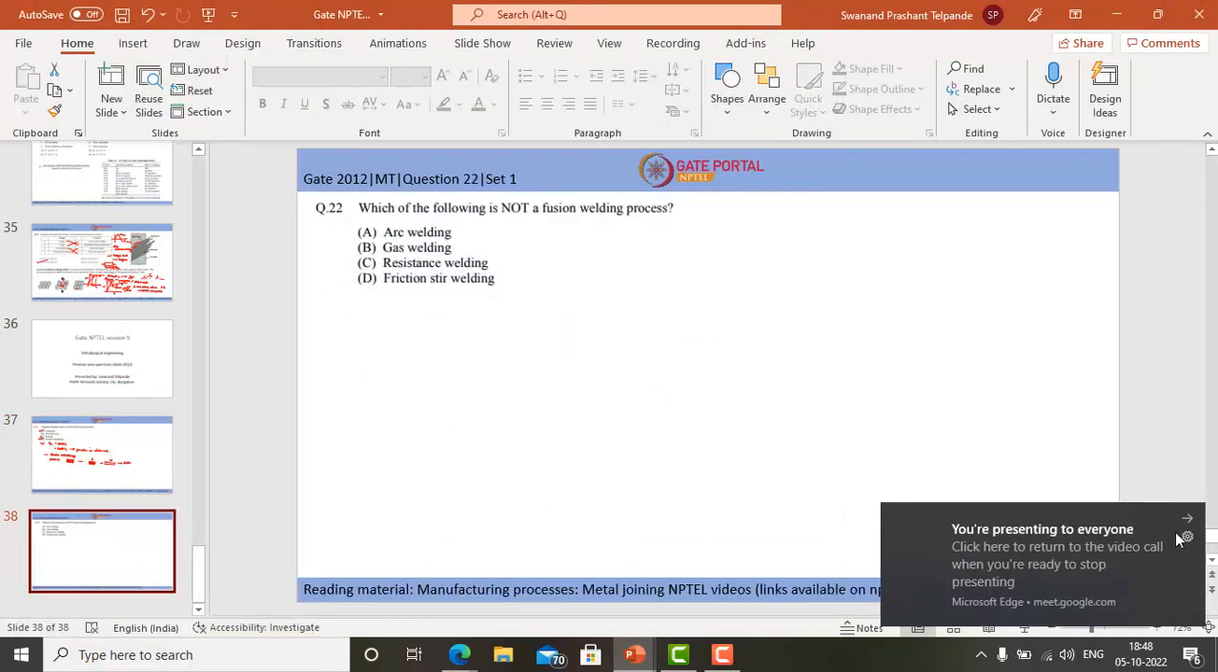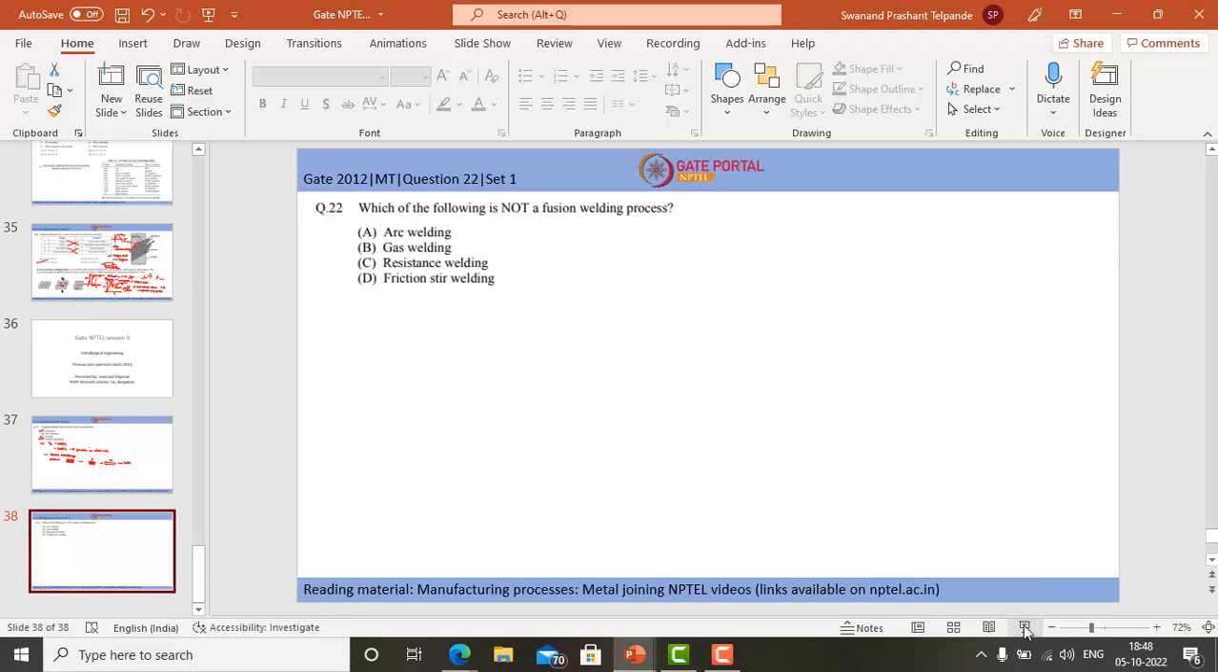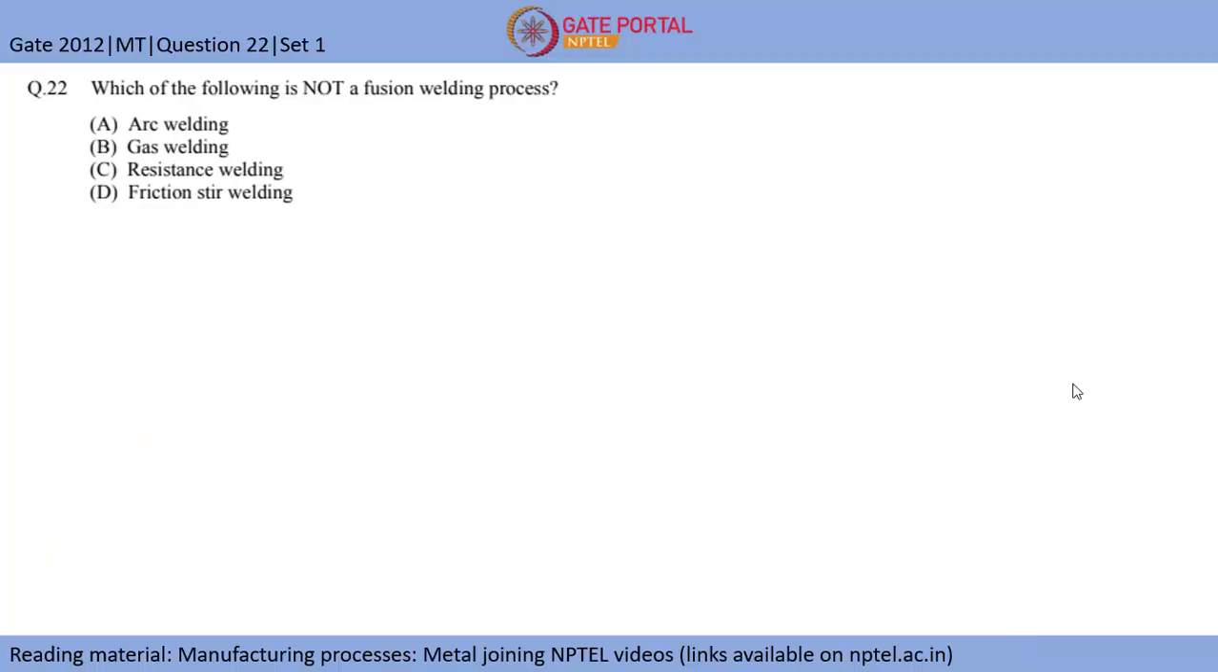So this is the last question. I will give you 1 minute to answer this. These are four different metal joining processes and you need to answer which of the following is not a fusion welding process. First you need to understand what is the fusion welding process.